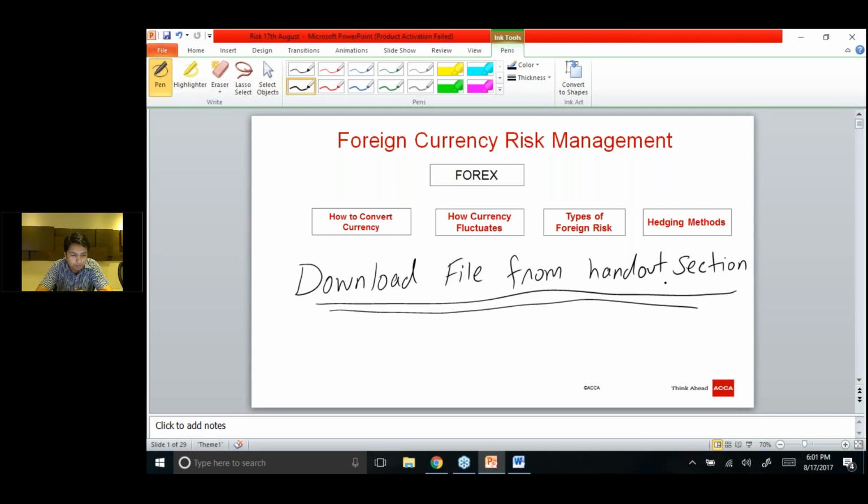In this particular topic, we will study how to convert currency, how currency fluctuates, types of foreign currency risk, and their hedging methods. So these are the main 4 points which we are going to study, but the important ones are types of foreign currency risk and their hedging methods. And these are the basics on which we have to build our concepts. Then we obviously study the types of foreign currency risk and their hedging methods.